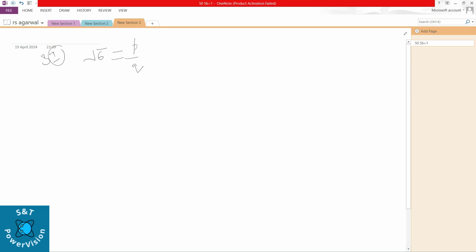Let's square both sides. The square of the square root of 6 is equal to 6, so it will be P square by Q square. I hope it is clear. Then multiply it: P square is equal to 6Q square, or we can say that Q square is equal to P square by 6.